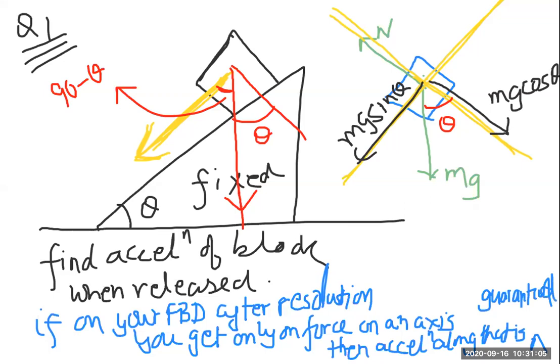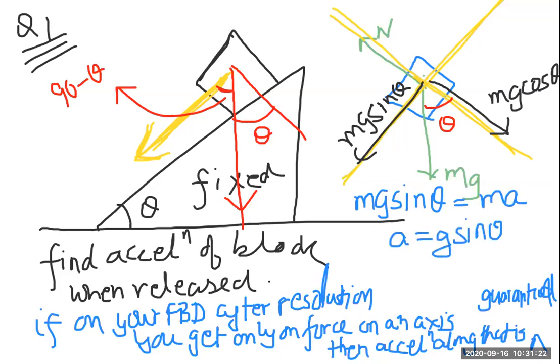What handwriting, man. So in this case we have mg sine theta is equal to ma. a is equal to g sine theta. So this object is going to come down with an acceleration of g sine theta.